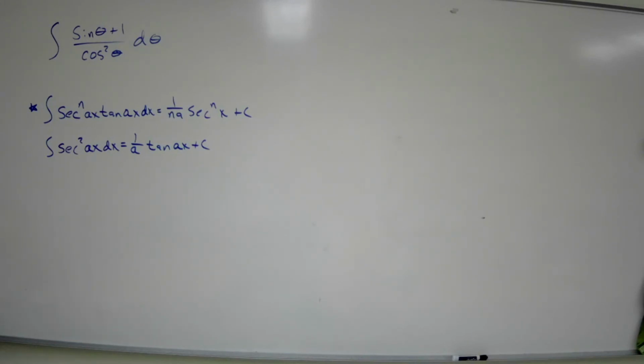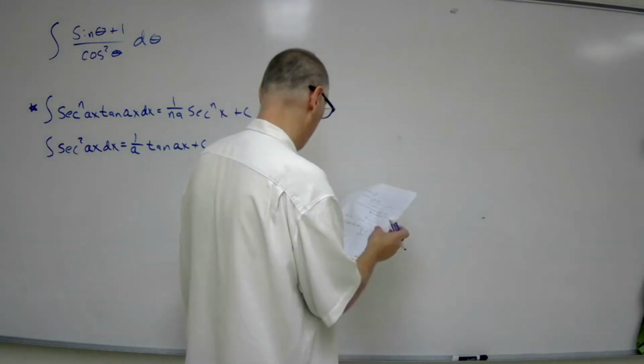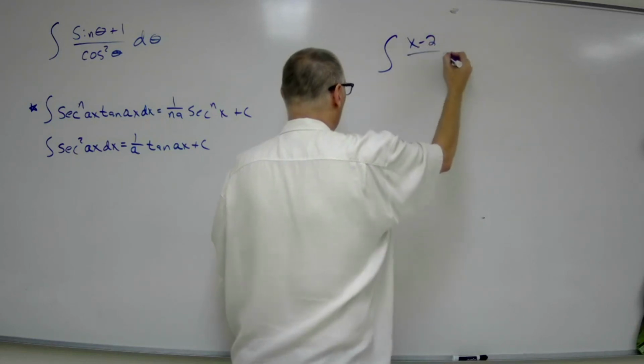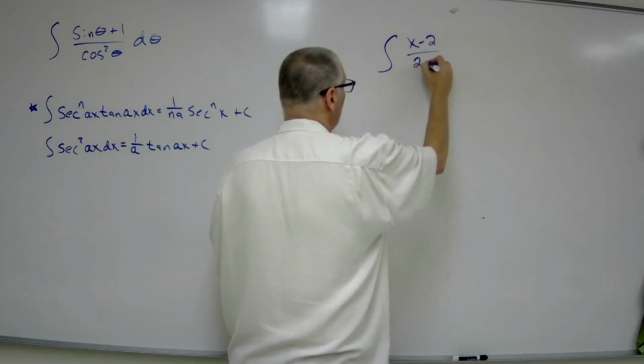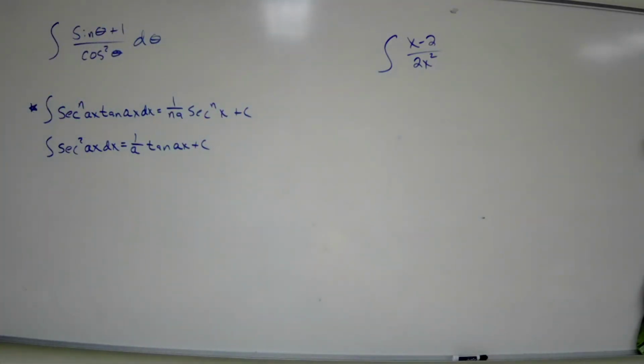And then, where did my paper go? I want y'all to do this one. The integral of x minus 2 over 2x squared. Integrate that also for me. This one's going to take a little bit more time. Y'all think like 7 minutes? Yeah, about 7 minutes. Timer, 7 minutes.